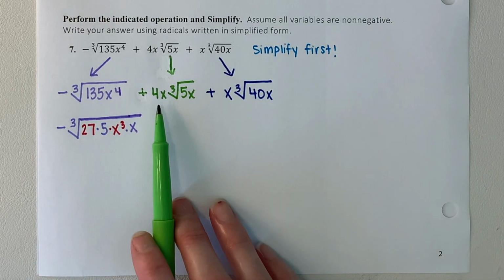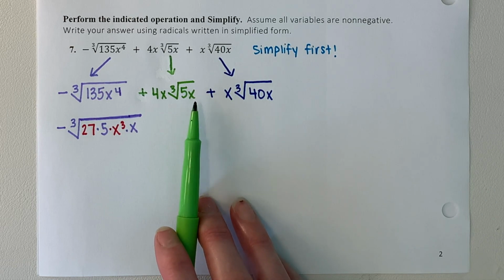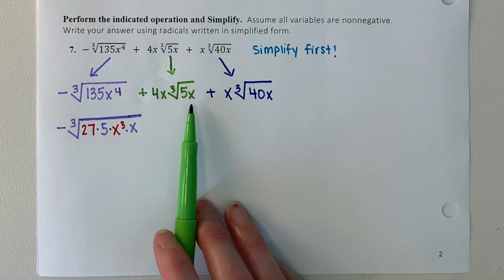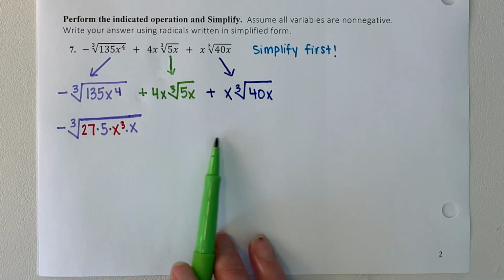Next, let's look at this middle expression here. 5 is not a perfect cube, and there are no perfect cubes other than 1 that multiply evenly into 5. So we can't simplify the cube root of 5, and same with x. X is not a perfect cube, and there are no perfect cubes that multiply evenly into x. So that means that this radical cannot be simplified any further. So I'm just going to carry this down here.